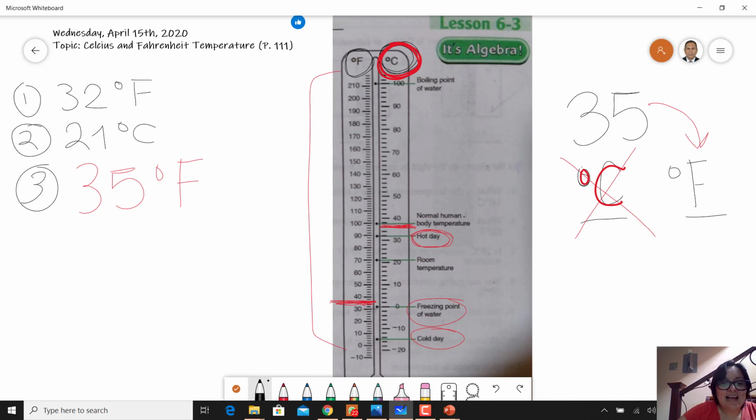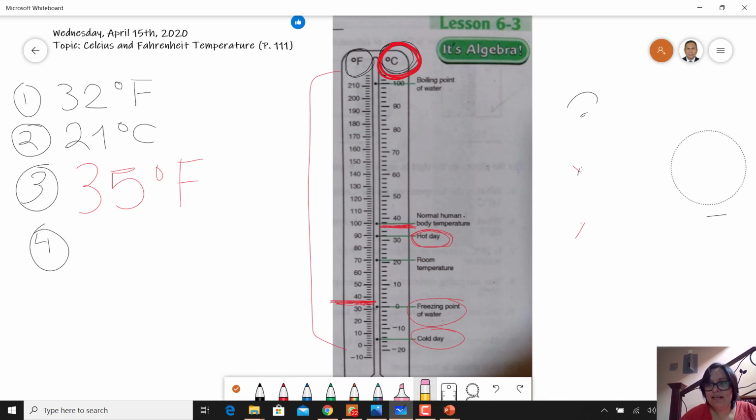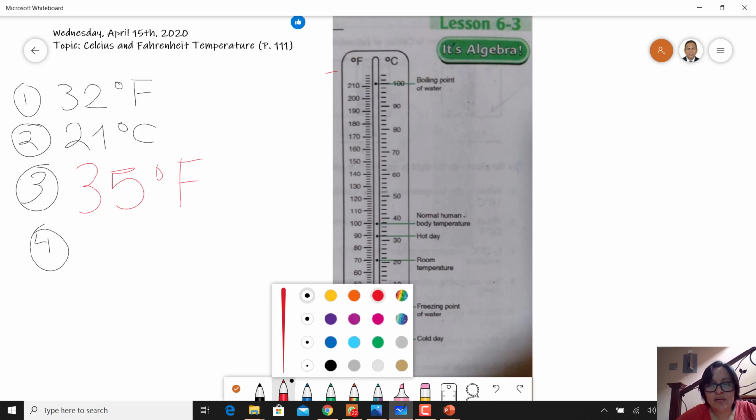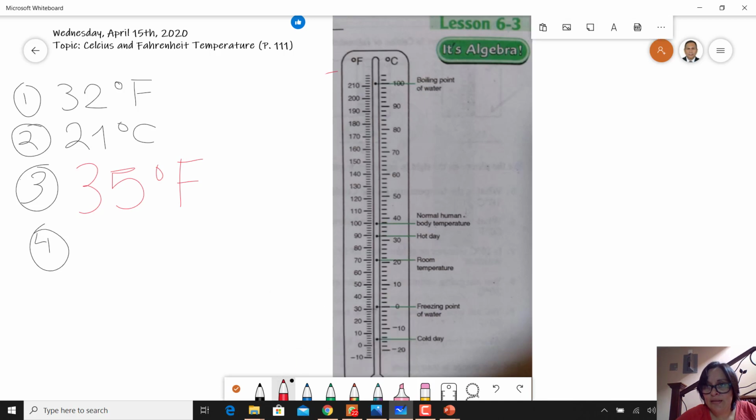Okay, let's answer number 4. Find the change in temperature from 12 Celsius degrees to minus 5 Celsius degrees. So, how are you going to do number 4? You have to draw a thermometer to find the difference. So we are going to draw a thermometer like this one in here.